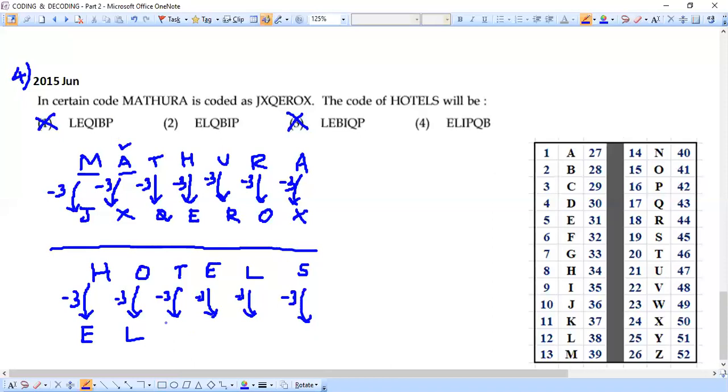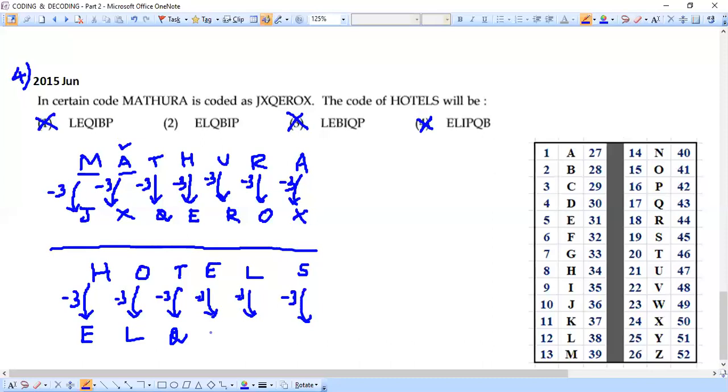So third letter we have T. T -3 we need to do. So T is already at the 20th position. -3 we do, we'll be getting 17. And 17 corresponds to the letter Q. Is it or not? So 17 is corresponding to the letter Q for us. So fill Q here. And now again come to the options. I think now we can eliminate option 4. Is it or not? Yes. Anyways, we'll continue and see.